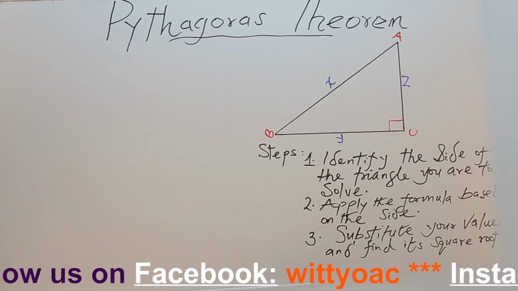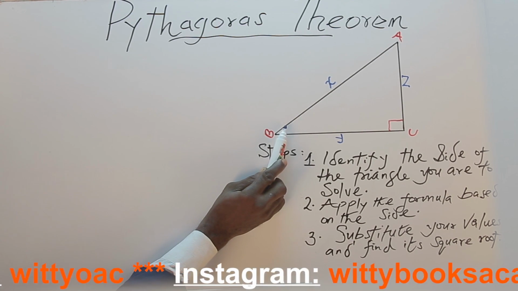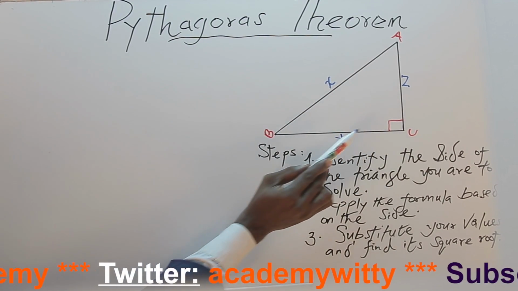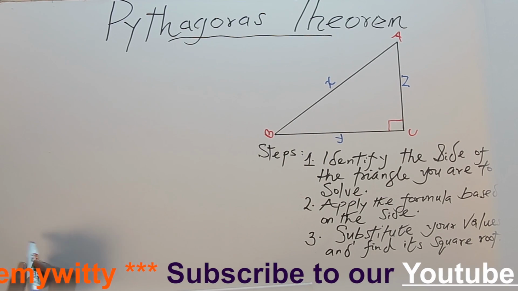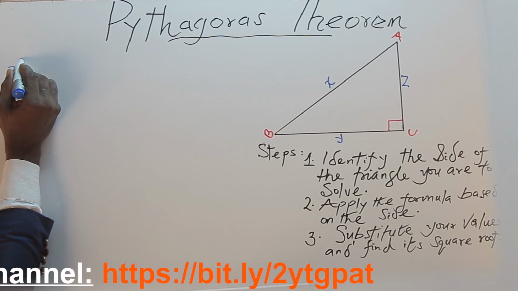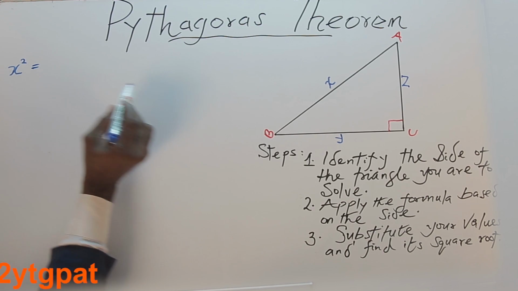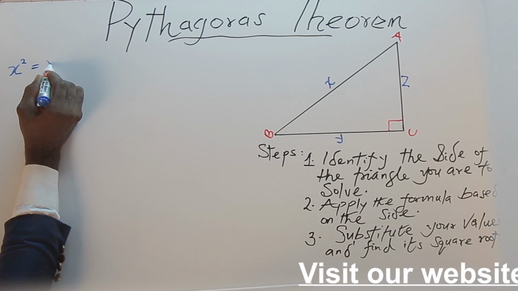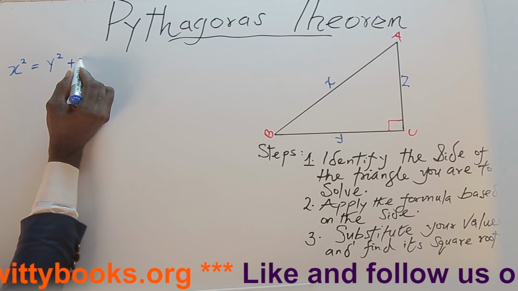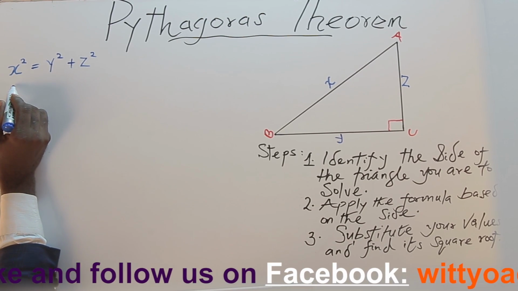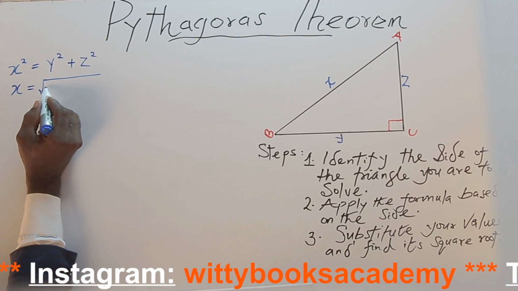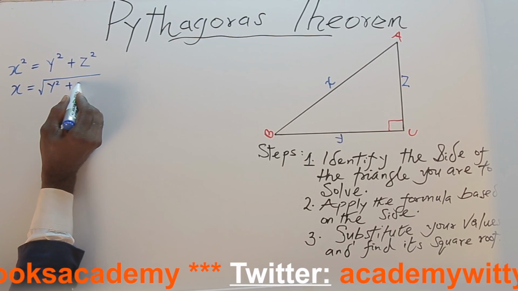Pythagoras theorem simply states that the hypotenuse is equal to the square root of the square of Z plus Y. So we have X squared equals Y squared plus Z squared, which deduces that X equals the square root of Y squared plus Z squared.